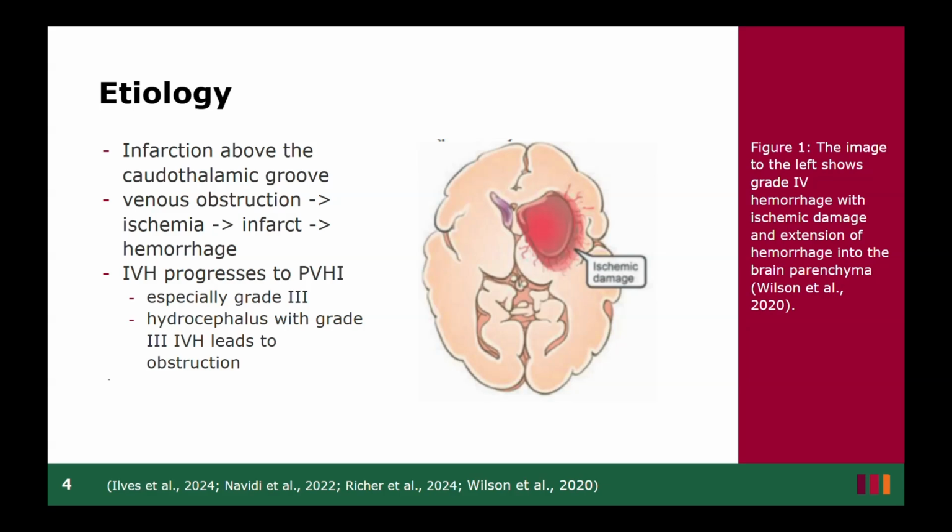If there is severe intraventricular hemorrhage, then ischemia may occur, which will eventually cause infarction, and the blood will hemorrhage into the surrounding tissue. Grade 3 intraventricular hemorrhage is associated with hydrocephalus, which is a potential cause for why the veins could be compressed. It is shown that grade 3 intraventricular hemorrhage is closely associated with periventricular hemorrhagic infarction. Figure 1 shows a diagram of where the hemorrhage occurs and where there is ischemic damage, causing the hemorrhage to go to the surrounding tissue.